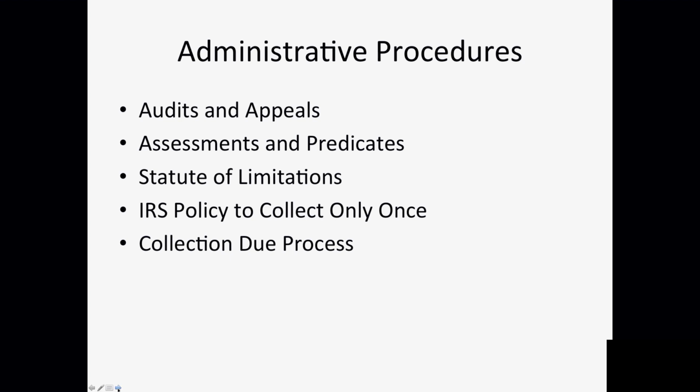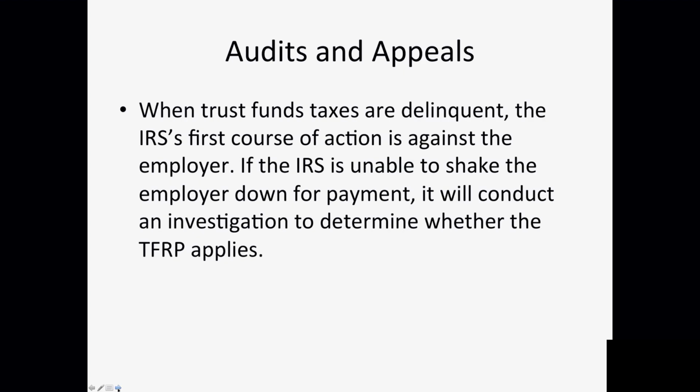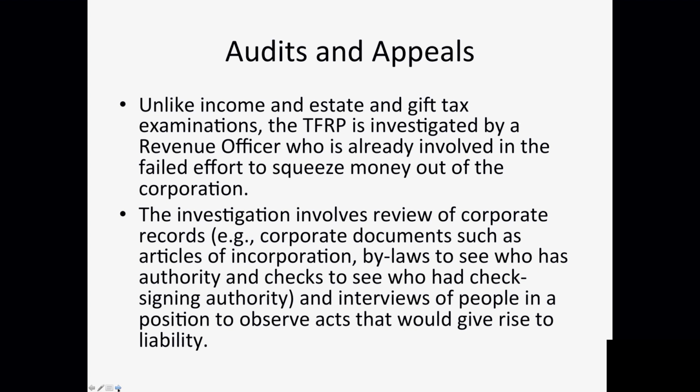Administrative procedures. Now we're getting into audits and appeals, assessments and predicates, statute of limitations, IRS policy to collect only once, and collection due process. When trust fund taxes are delinquent, the IRS's first course of action is against the employer. If the IRS is unable to shake the employer down for payment, it will conduct an investigation to determine whether the trust fund recovery penalty applies.